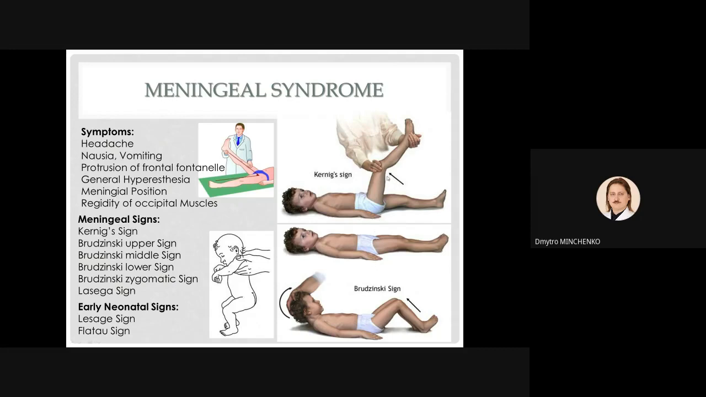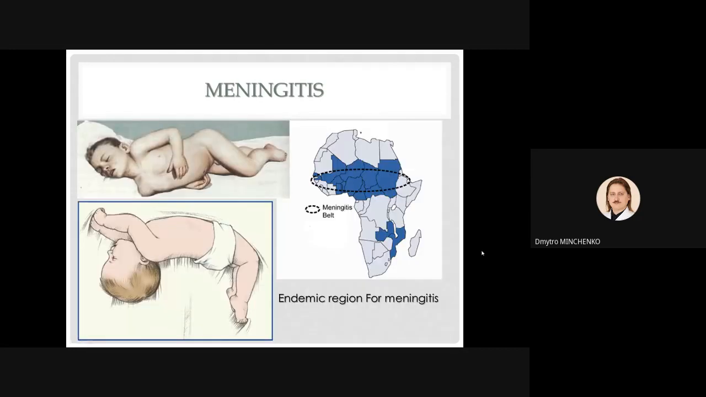The Kernig sign: when we flex the child's leg in its knee and hip joint, we're unable to straighten it in the knee joint. The Brudzinski sign is mostly involved with various triggers that stimulate involuntary bending of the legs in their hip and knee joints. Meningeal position of an infant and an older child can be observed. And just for your information, the endemic region for meningitis is shown on this map from the data from the World Health Organization.